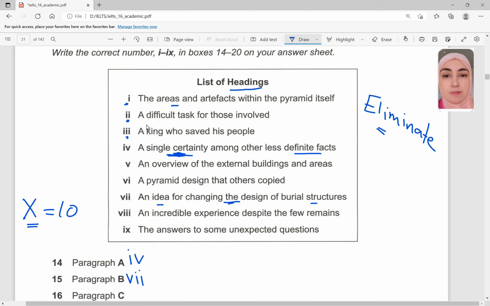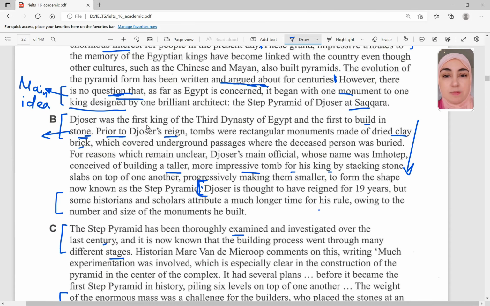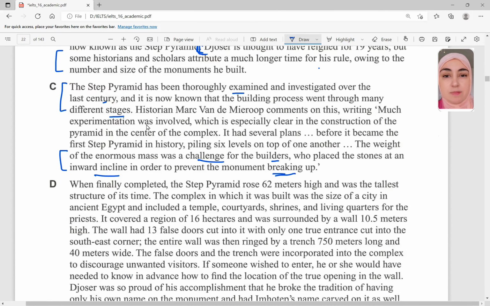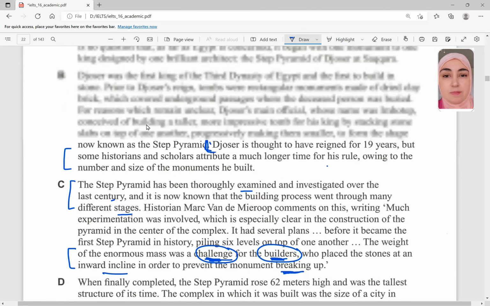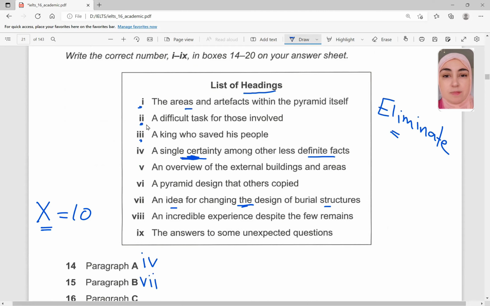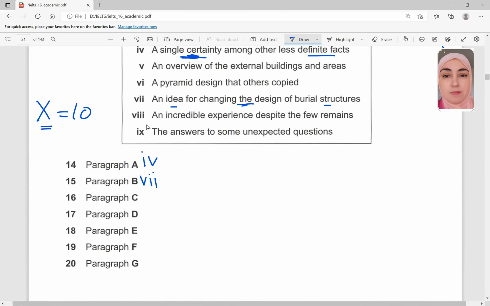So this is elimination. If I read number 2, a difficult task for those involved. If I go back to the paragraph, they talk about the difficult task for those who are involved. So that was difficult for them, right? Because the building could break down, could fall apart, and so on. Those who are involved were the builders, and the difficulties are actually the challenges. So I would choose number 2 for C. So I would write here number 2.